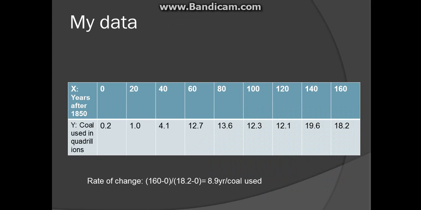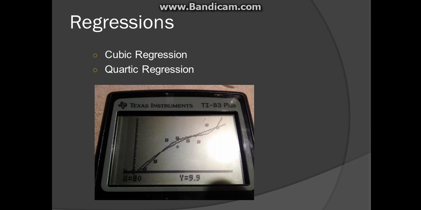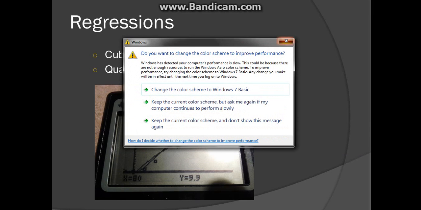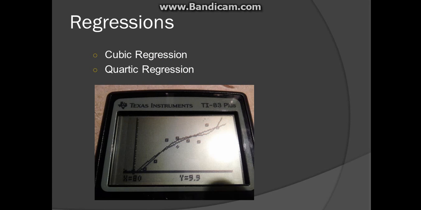This is my data. As you can see, X is our years after 1850, and Y is our coal used in quadrillions. Our rate of change is 8.9 per year coal used. My regressions are my cubic regression and my quartic regression. The graph going right through my data is my cubic. The squiggly one is my quartic graph.